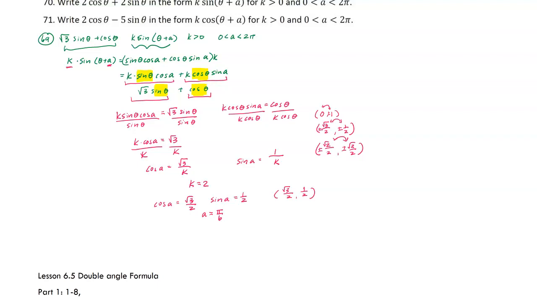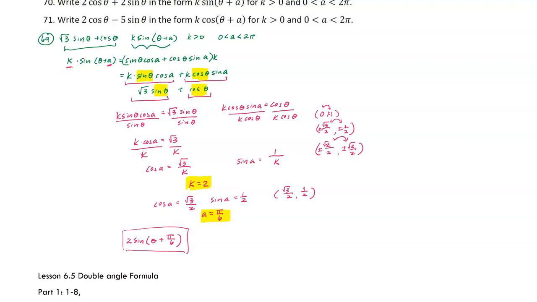Okay, so I found the two things that I need to find, k equals 2, a equals pi over 6. So in this form, I could write that it's 2 times, I don't need a parentheses right there, sine of theta plus pi over 6. And I can actually expand it out and check.